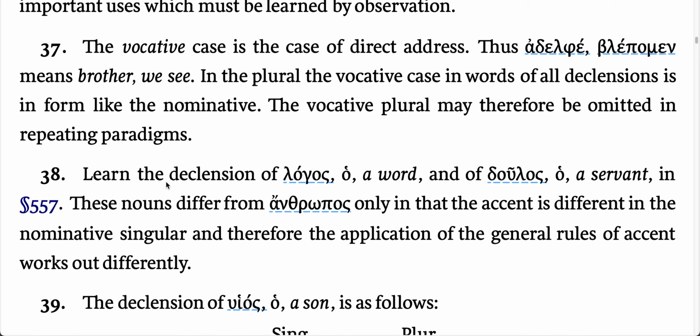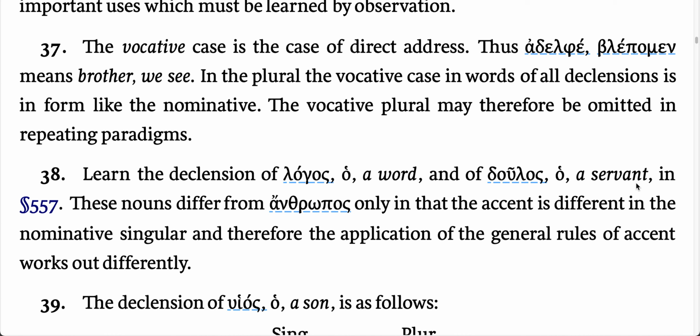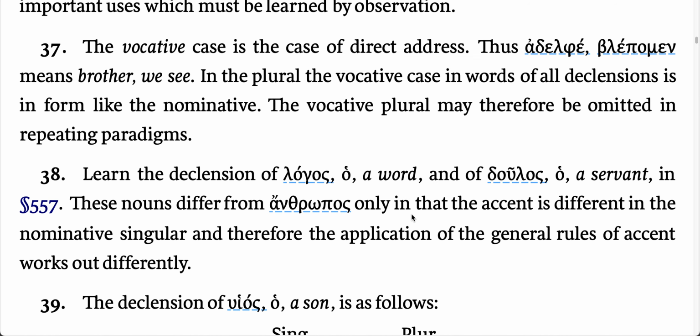So learn the declension of logos, a word, and of doulos, a servant. In paragraph 557, these nouns differ from anthropos only in that the accent is different in the nominative singular. Therefore, the application of the general rules of accent works out differently. This goes back to accent. You can work with that. It doesn't affect much of what I've been trying to communicate to you.